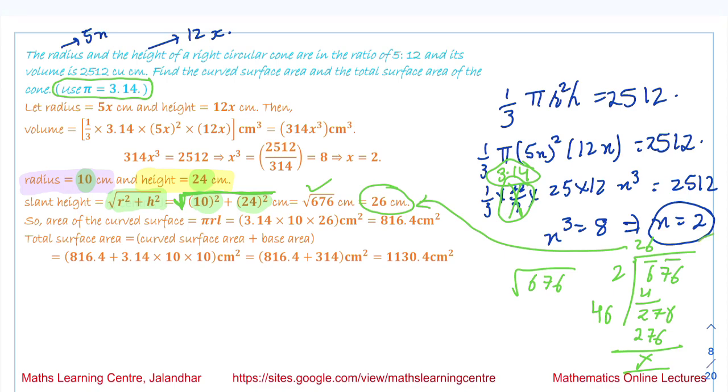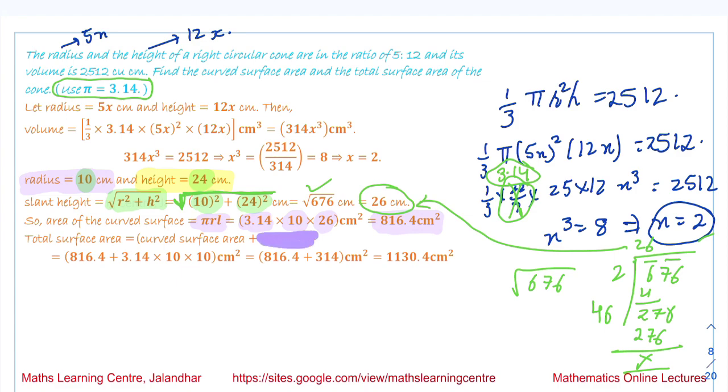So now the curved surface area, the formula for the curved surface area is pi r L. The value of pi is 3.14, r is 10, and L we have calculated is 26. So when you multiply these values, you will get the answer 816.4 centimeter square.